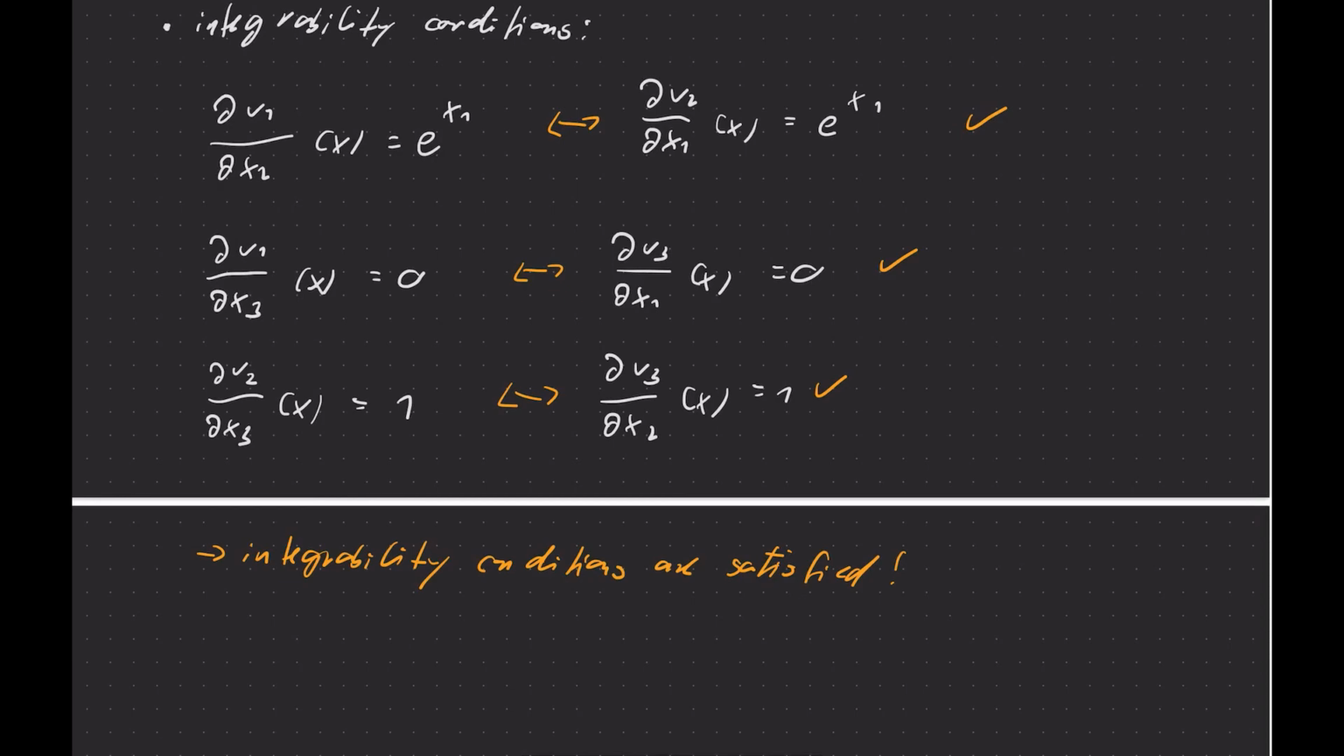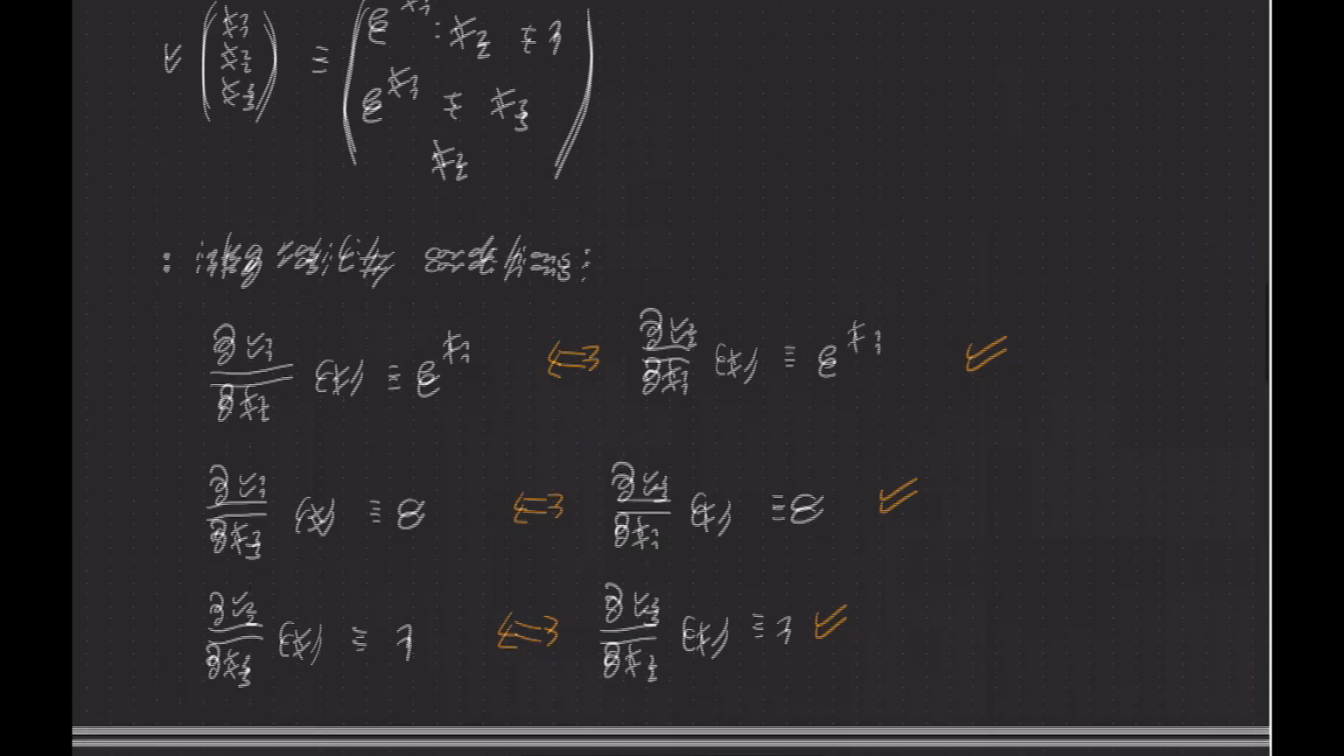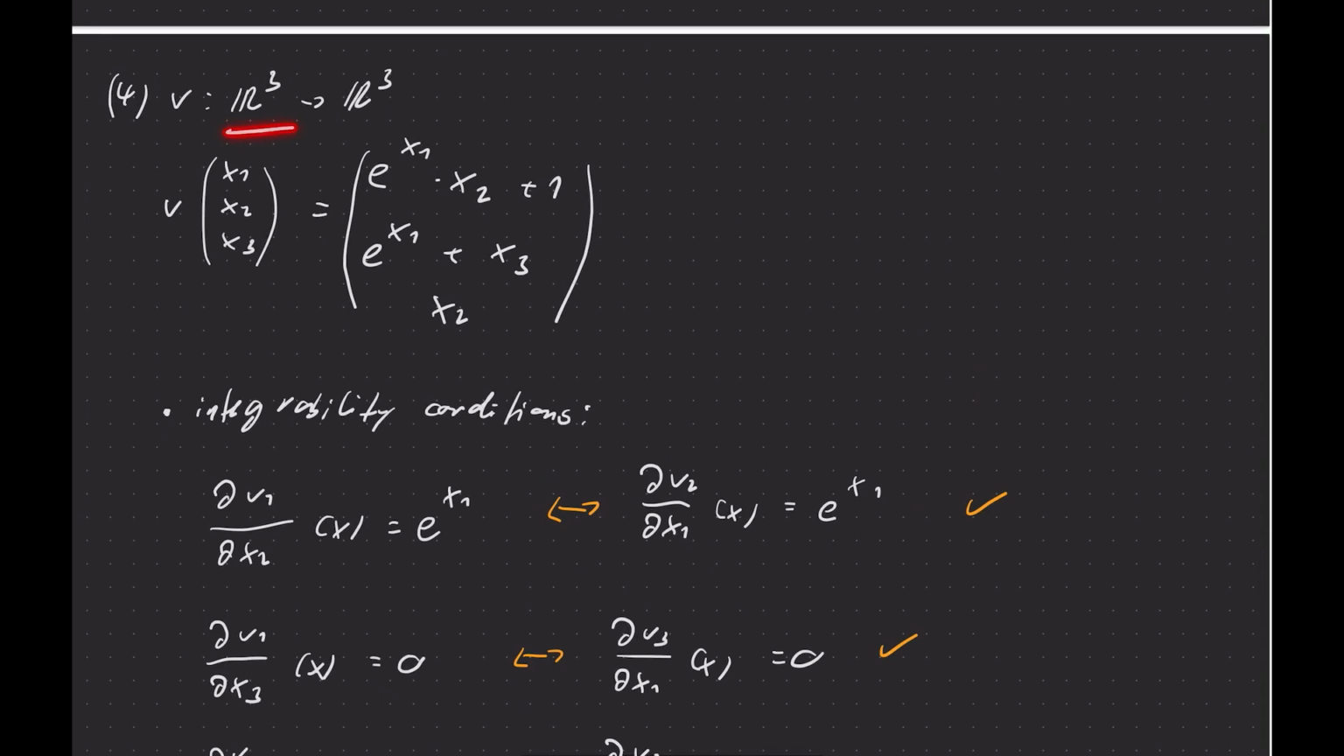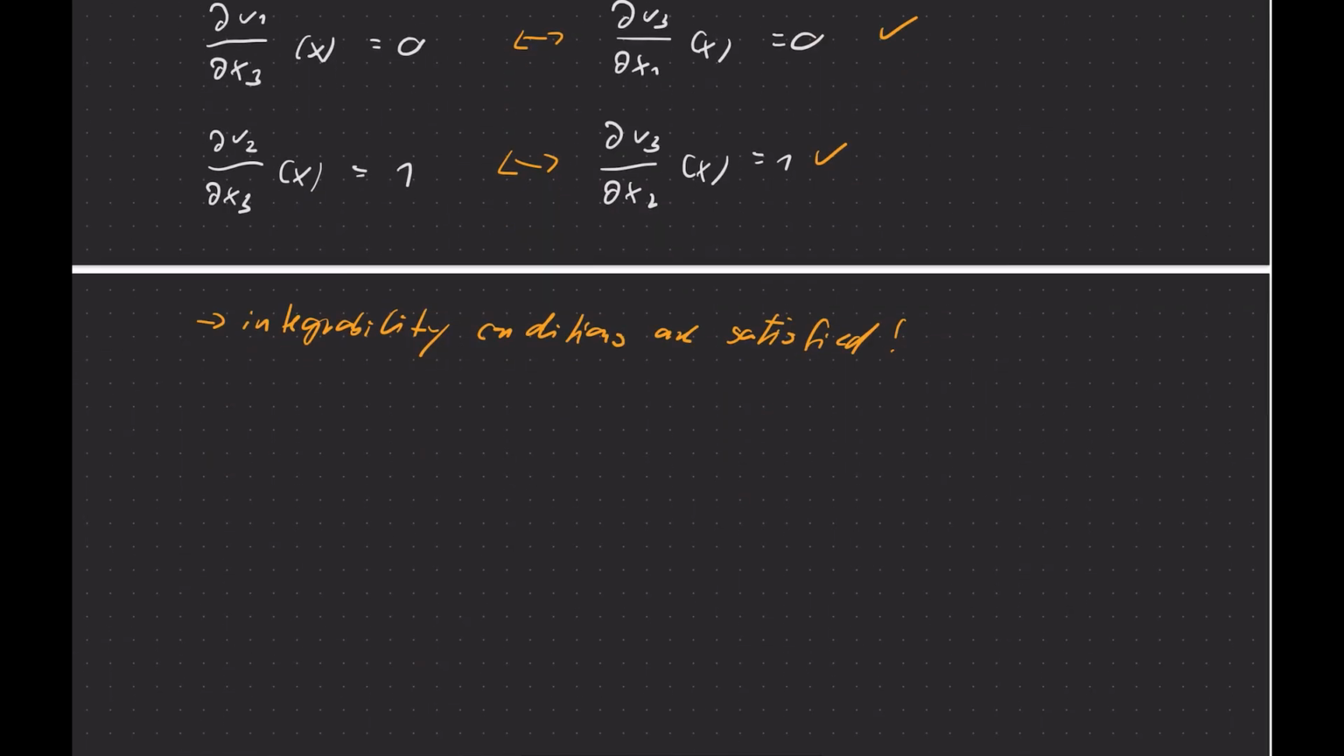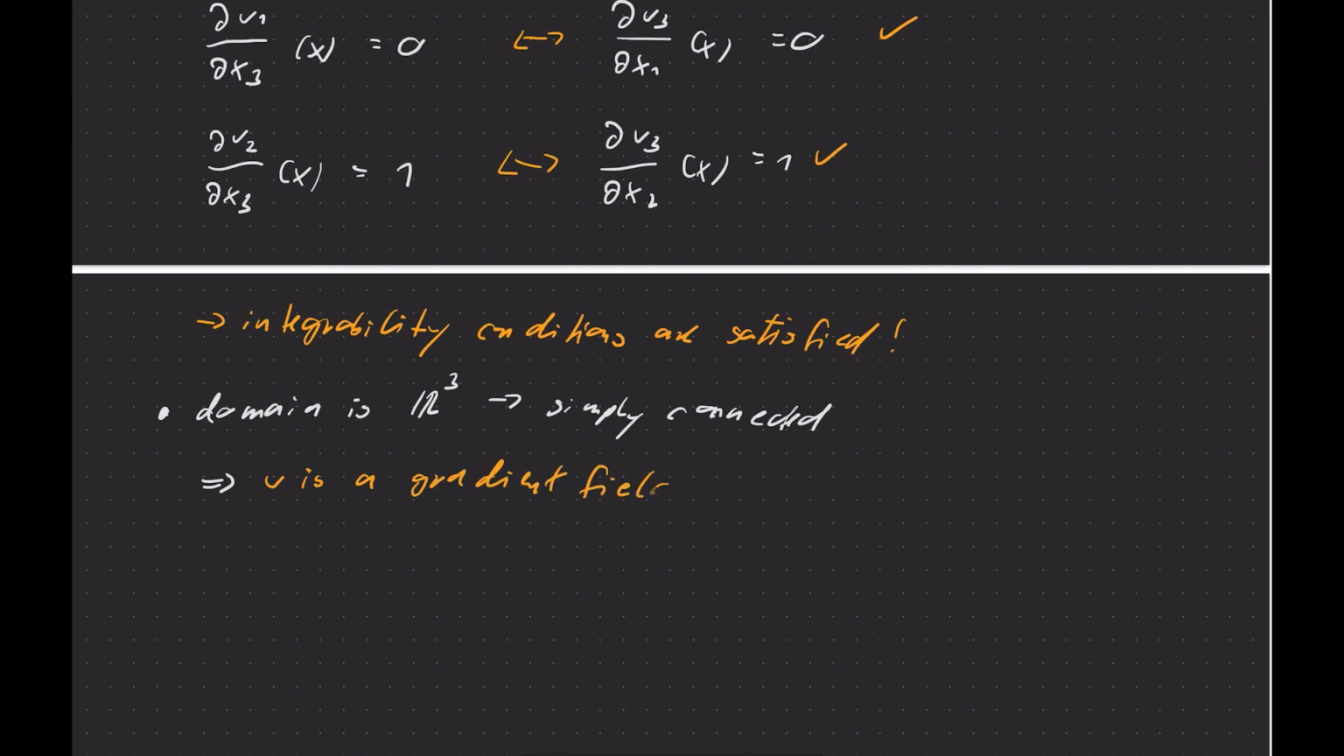Okay, so what remains to check is simple connectedness of the domain. The domain, you will remember, is simply R3 here. The domain is R3, which is simply connected. And that means our theorem does apply. So V is indeed a gradient field. And again, you're invited to try and find the potential for yourself.